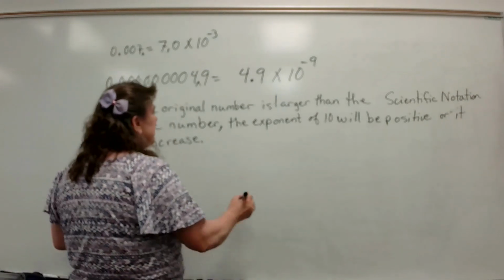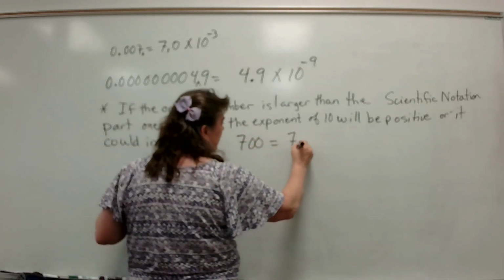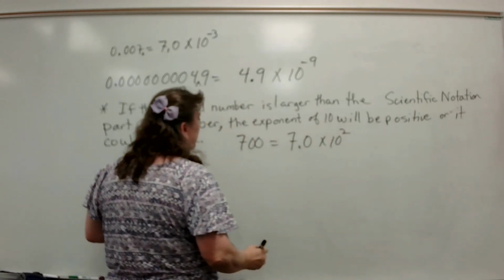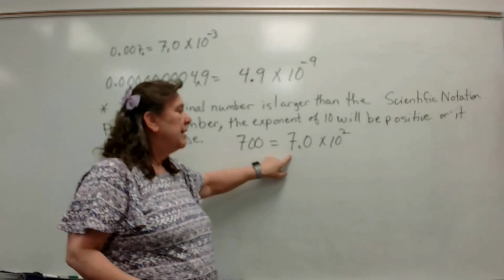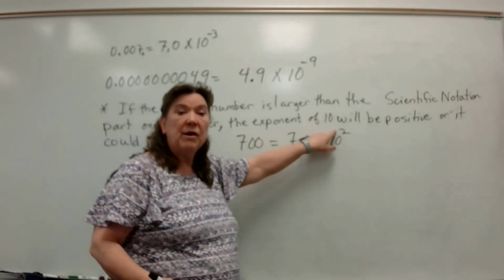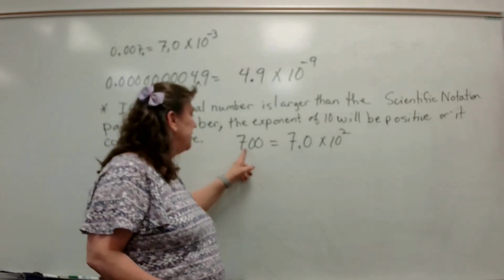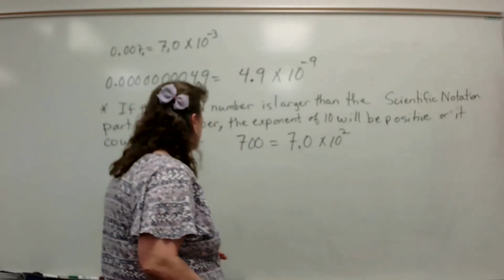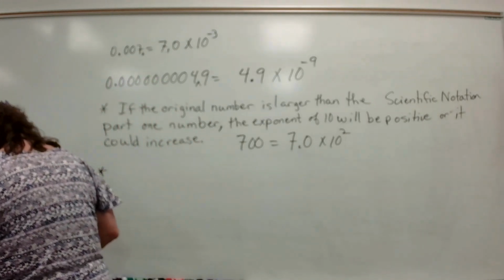So let's look at an example. What we did, 700 turned to scientific notation, 7.0 times 10 to the second power. 700 is larger than 7. Therefore, my power of 10 is positive, and it's the number of place values that we went from here to get to the end of the number, 2 place values.